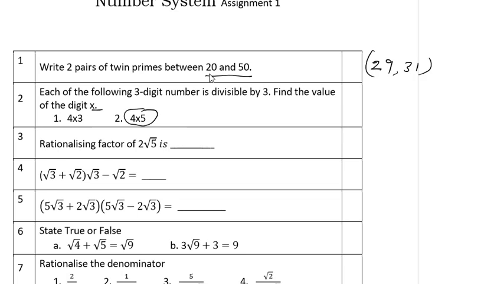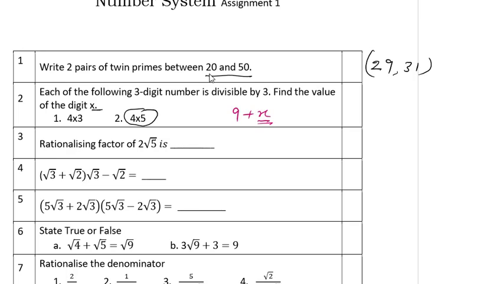Now for a number to be divisible by 3, the sum of its digits should be a multiple of 3. So if I add 4 plus x plus 5, I will get 4 plus 5, 9, 9 plus x. Now I have to take the value of x between 0 to 9 in such a way that the number which I get is also divisible by 3, right?